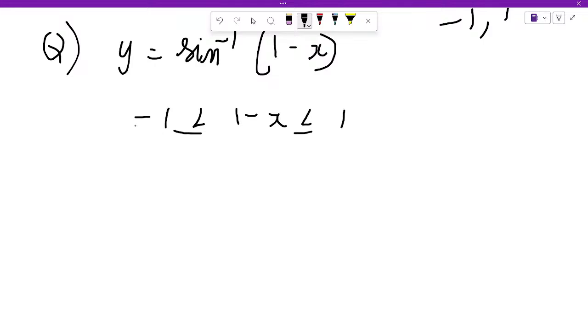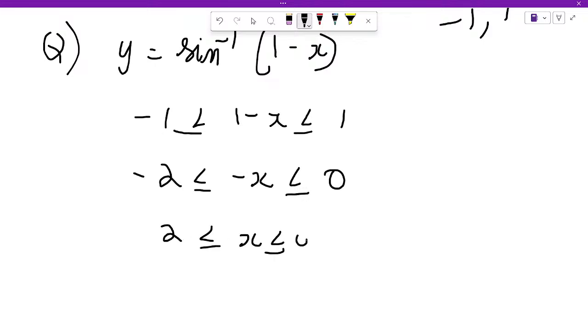We can just negate 1 from all these. That is, -1 minus 1 will be -2, less than or equal to -1 plus 1, 0. That is minus x, less than or equal to 0. Right. So we need to negate this negative. Give a negative multiplication throughout. That is 2 less than or equal to x less than or equal to 0.